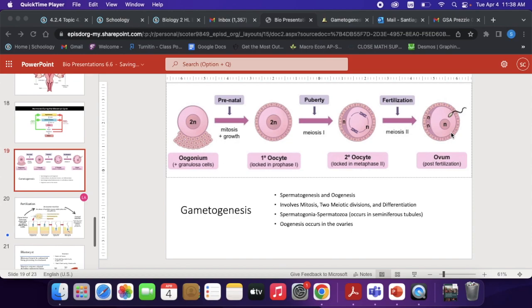and this is due to their development. In females, you have oogenesis occurring mostly in the ovaries, and it occurs in arrested stages. So first you have the oogonium before natal development, and then you have the first oocyte, and then puberty, and then the second oocyte, and then finally fertilization to make the ovum.